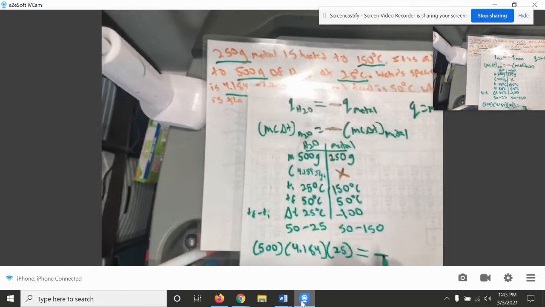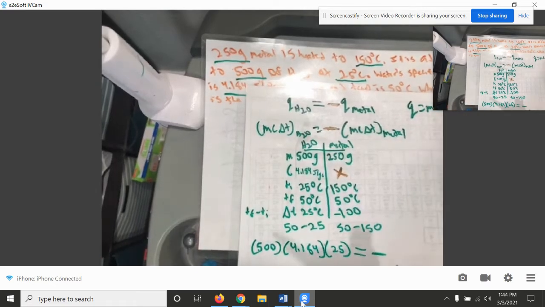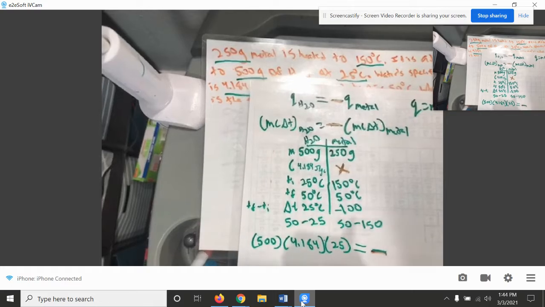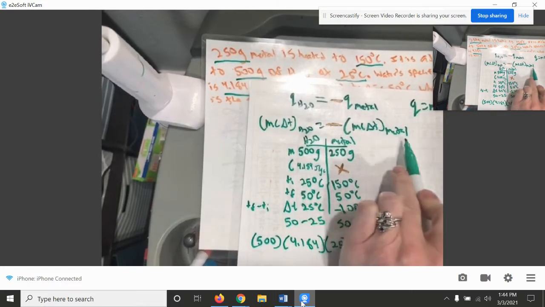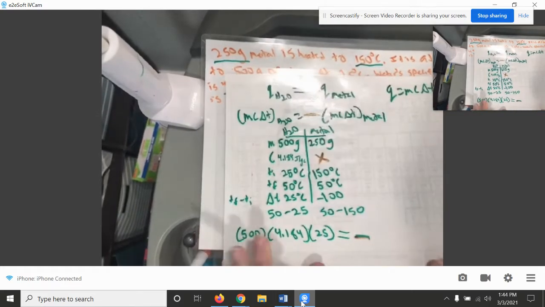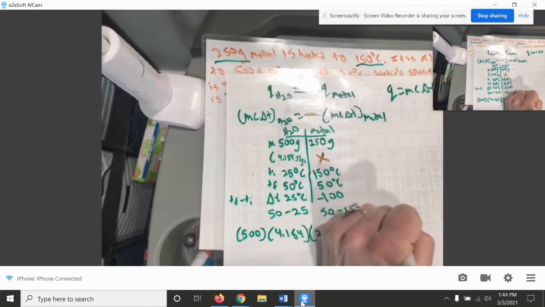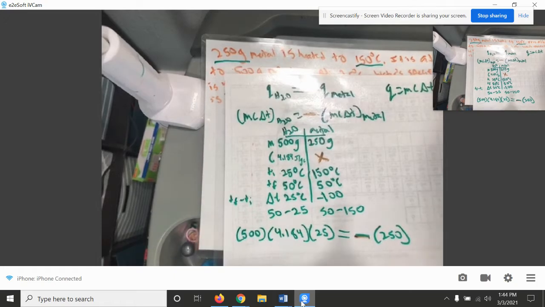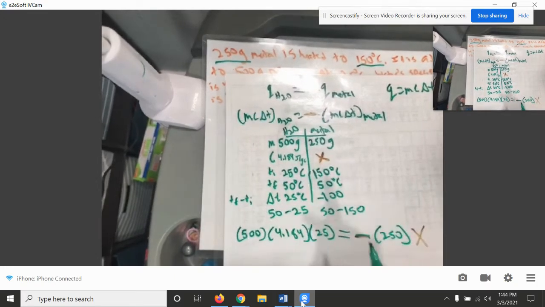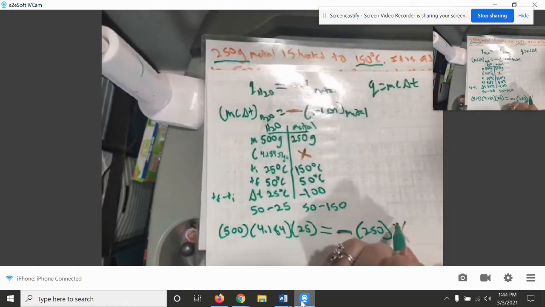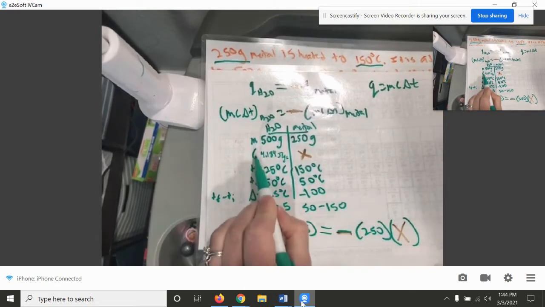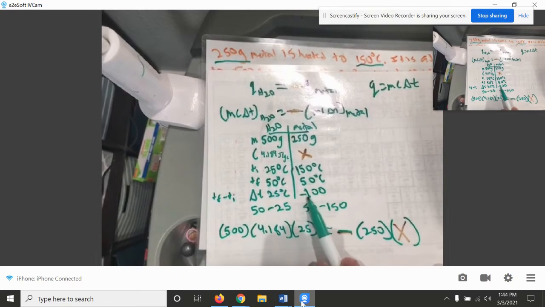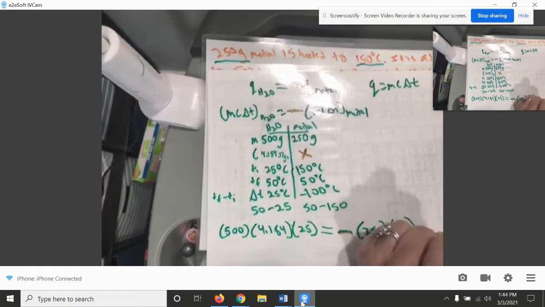Negative. In fact, let me go ahead and keep that with our color change there so we're really clear. Negative, I need an M of metal, 250. Times my C of metal, which is my X. Or you can leave it as question mark, or you can leave it as the C value, whatever you want. Times my delta T of the metal, down here, negative 100 degrees.